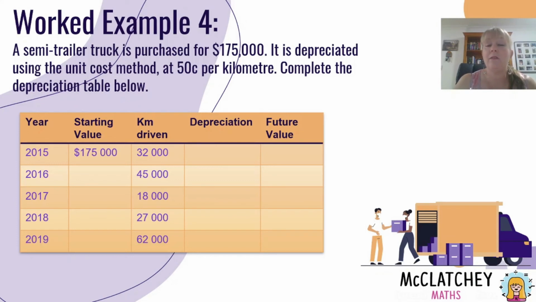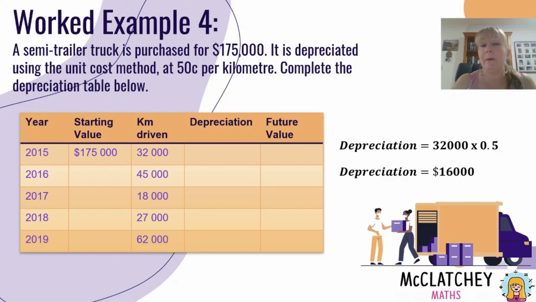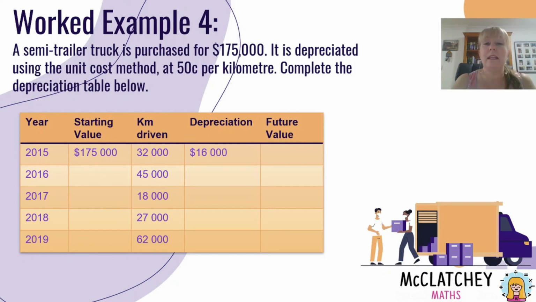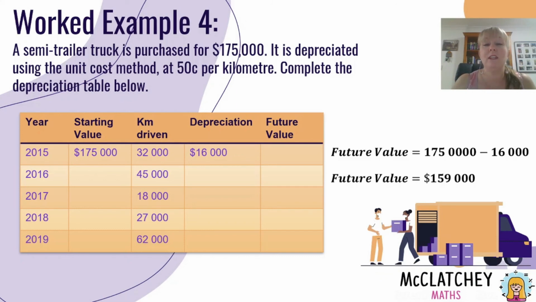So our starting value is $175,000. To work out the depreciation, I take the 32,000 kilometres and I'm going to multiply that by 50 cents per kilometre. So it's important to put that from cents into dollars. And then I'm going to work out that the depreciation is $16,000 and put that into the table. So my future value now is going to be the $175,000, take away the $16,000. That'll give me a future value of $159,000.